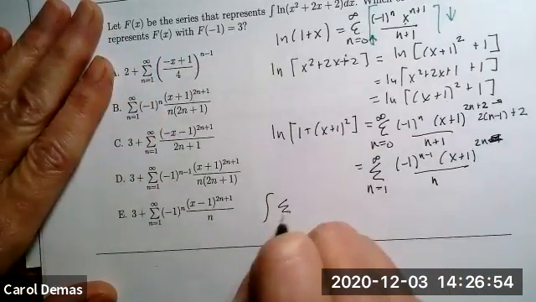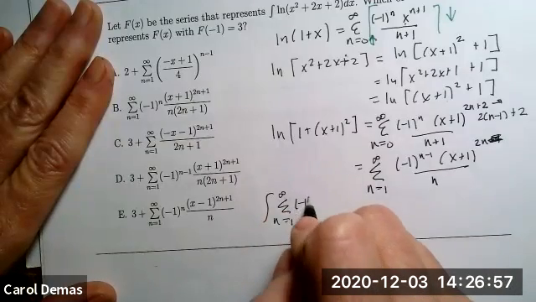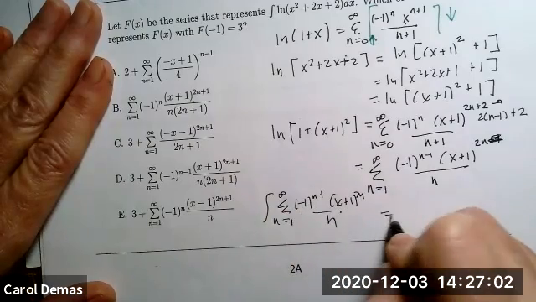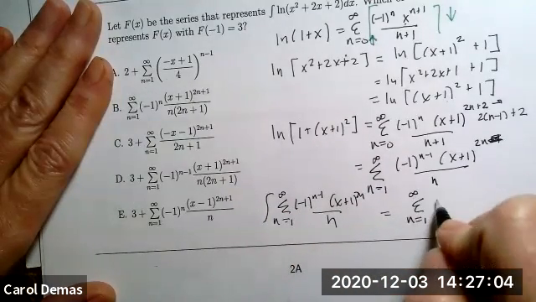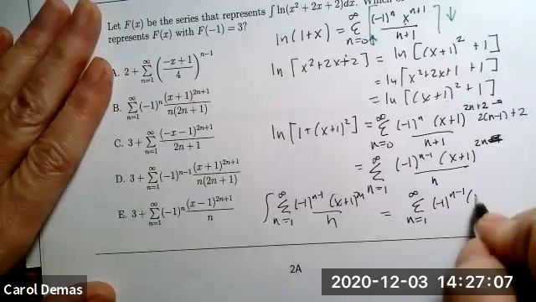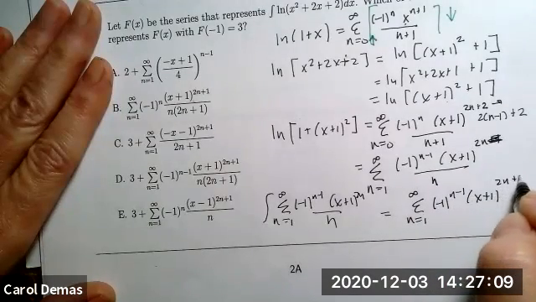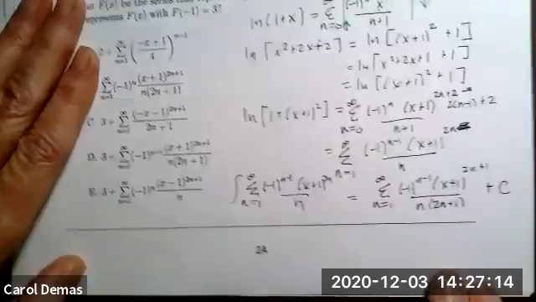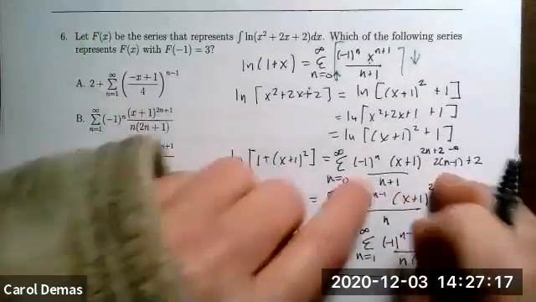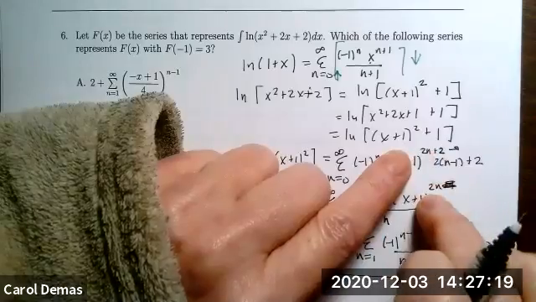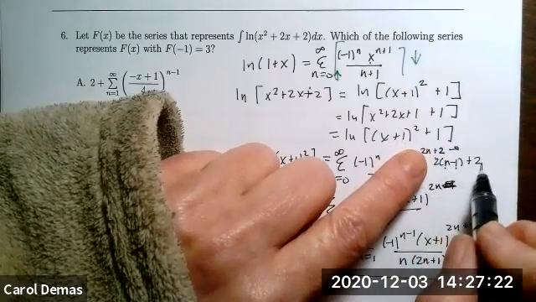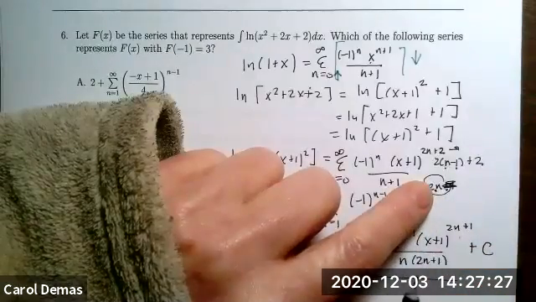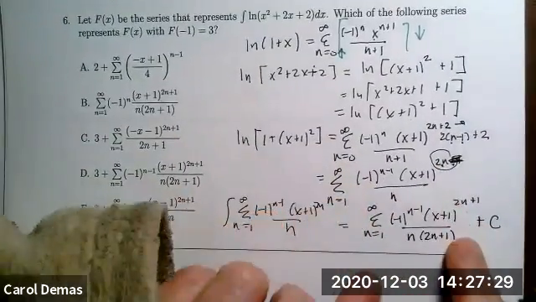So when we integrate this, we're going to get the sum from n equal 1 to infinity of negative 1 to the n minus 1, times x plus 1 to the 2n plus 1 over n times 2n plus 1, and we pick up a constant of integration. Because when you replace n with n minus 1, you get 2 times n minus 1 plus 2, and that becomes 2n.